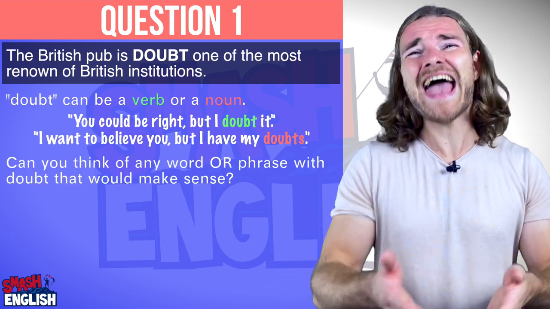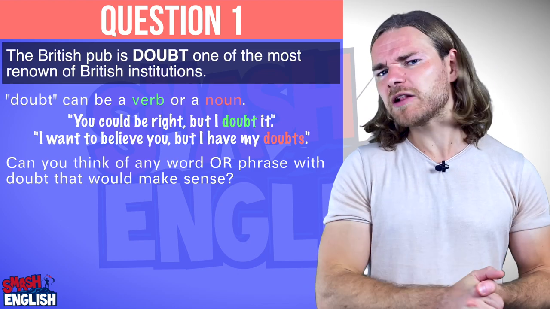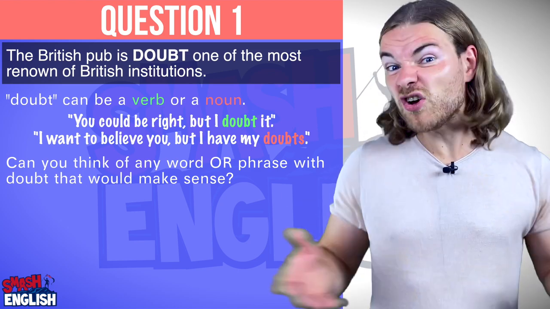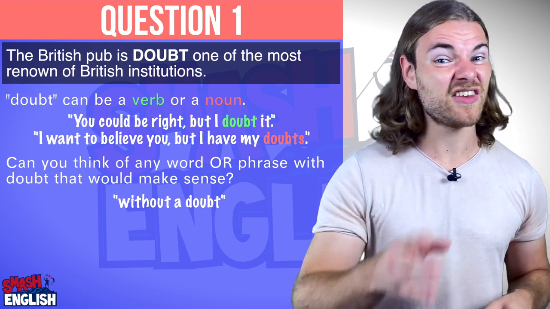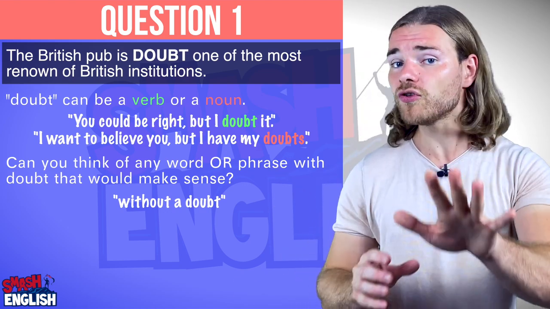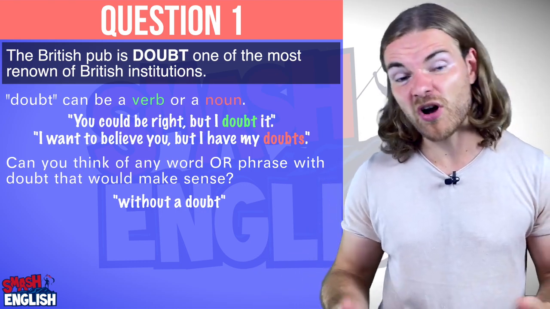Can you think of any word or phrase with doubt that we could put in this space? This might help us understand the meaning. We could say, without a doubt. And this is a fixed expression that means something is certainly true. Now, of course, we cannot write without a doubt in this space because we need to transform the word doubt.